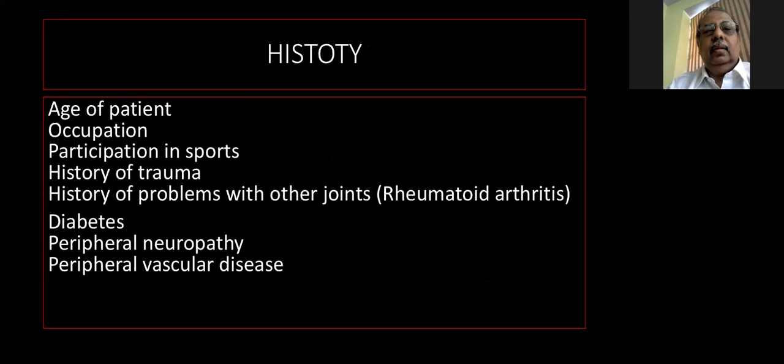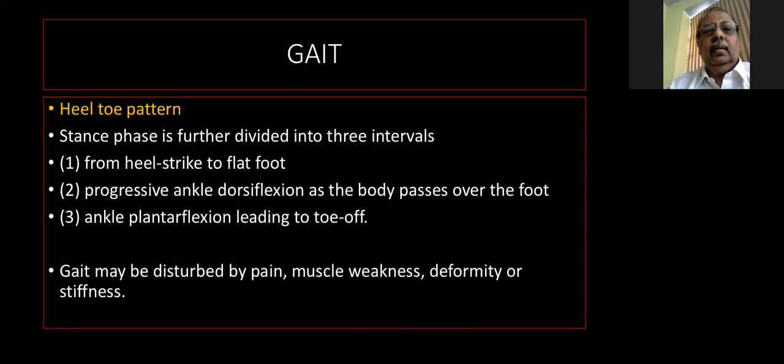In the history, you have to ask the age of the patient, the occupation, the participation in sports activities, history of trauma, history of problems in the other joints, such as rheumatoid arthritis, diabetes, because Charcot's can produce deformities of the foot, peripheral neuropathies, and peripheral vascular disease. The first and foremost in the examination of the deformed feet is the gait.